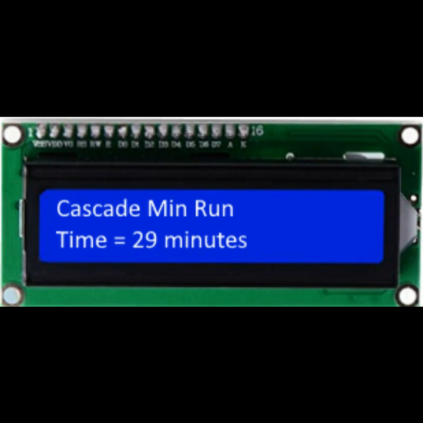Cascade minimum run time. This sets the minimum time, in minutes, that a cascade unit will run if the cascade stat closes. This is to prevent excessive unit on-off cycling because of the room meeting setpoint temperature after the cascade unit starts.